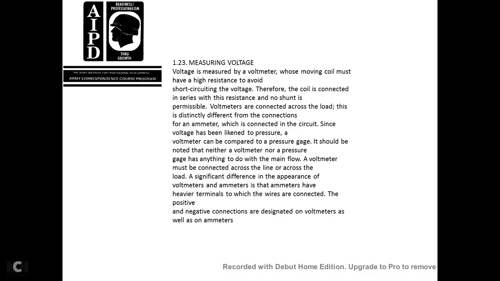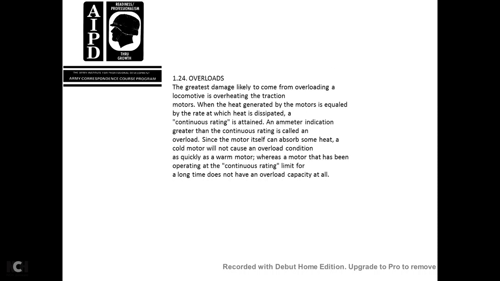It should be noted that neither the voltmeter nor the pressure gauge has anything to do with the main flow. The voltmeter must be connected across the line, across the load. A significant difference in the appearance of voltmeters and ammeters is that ammeters have heavy terminals to which the wires are connected, and the positive and negative connections are designated on the voltmeters as well as on the ammeters.